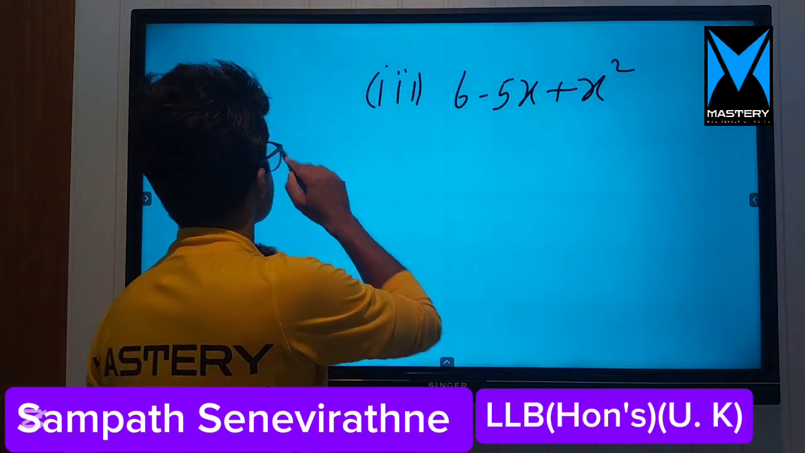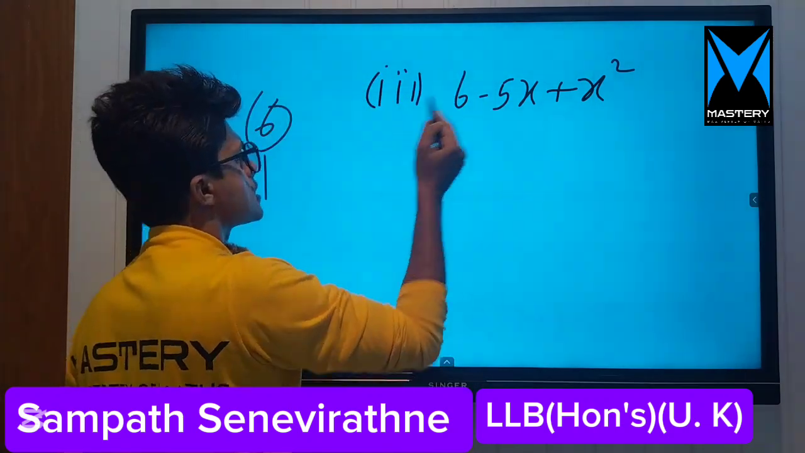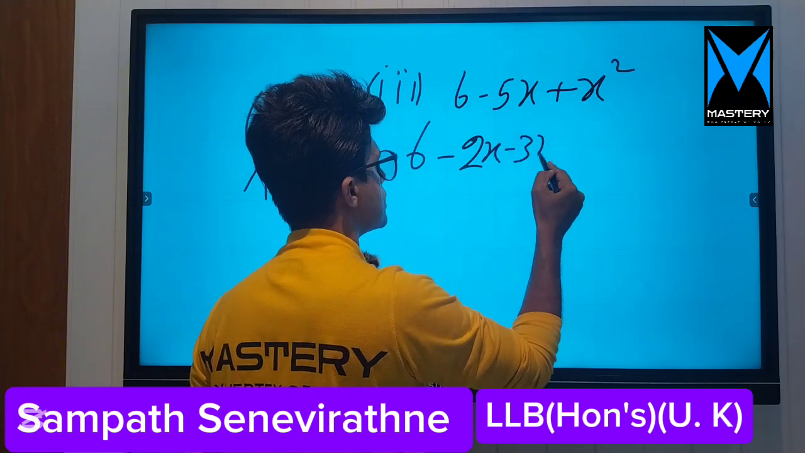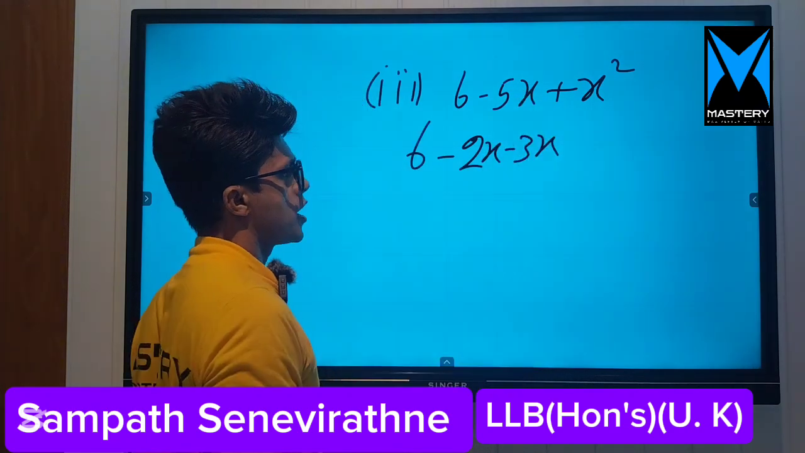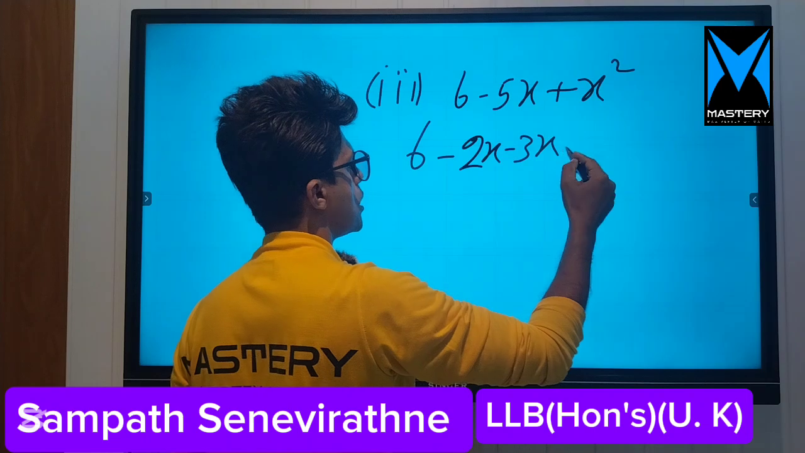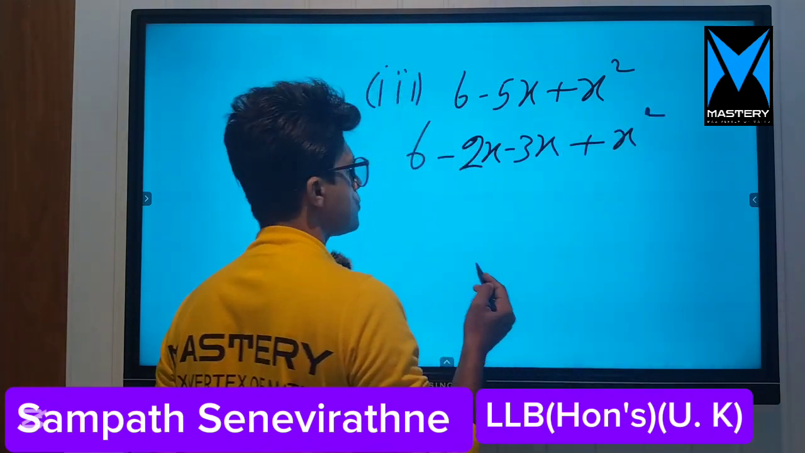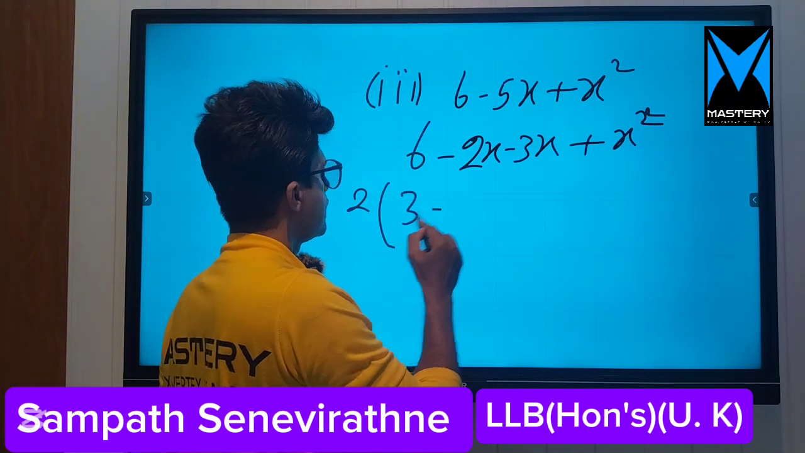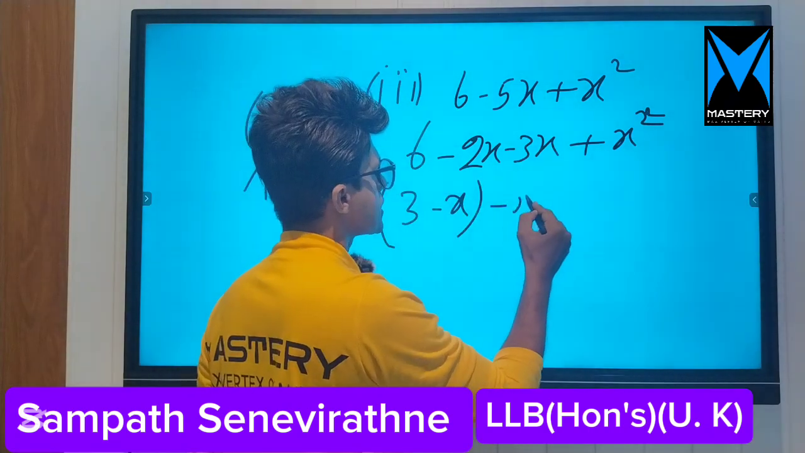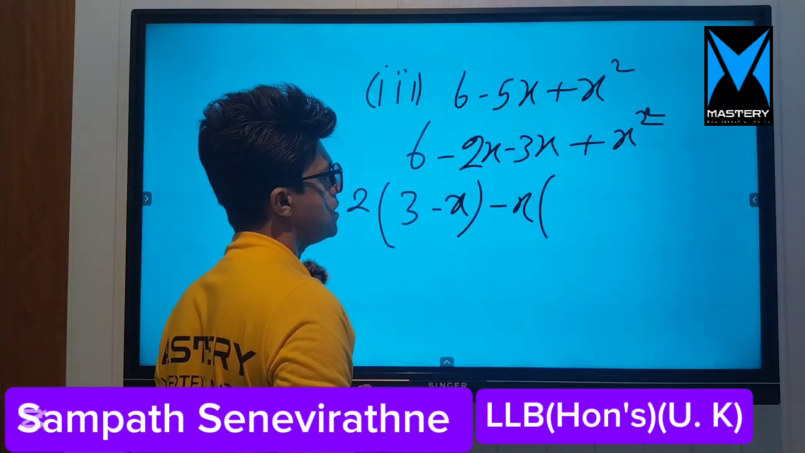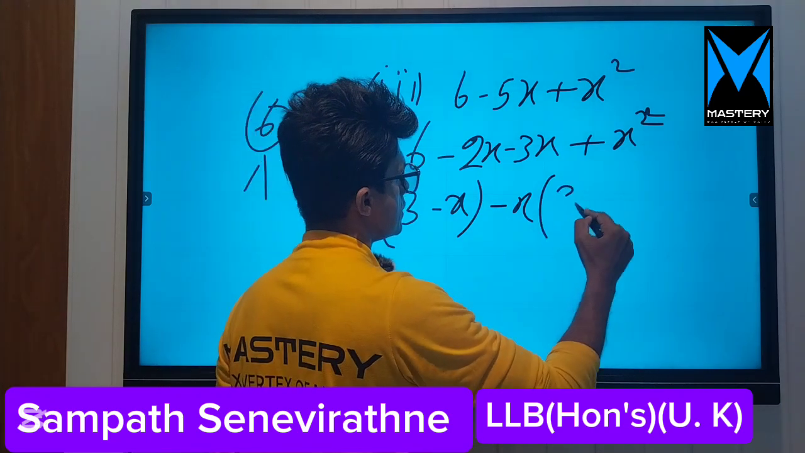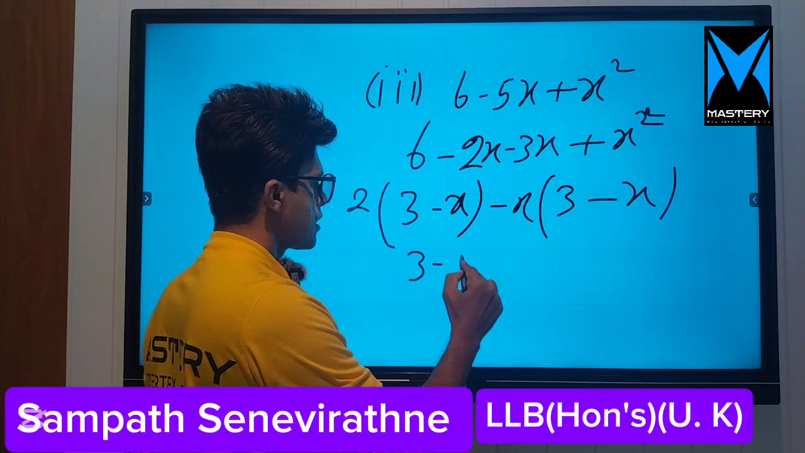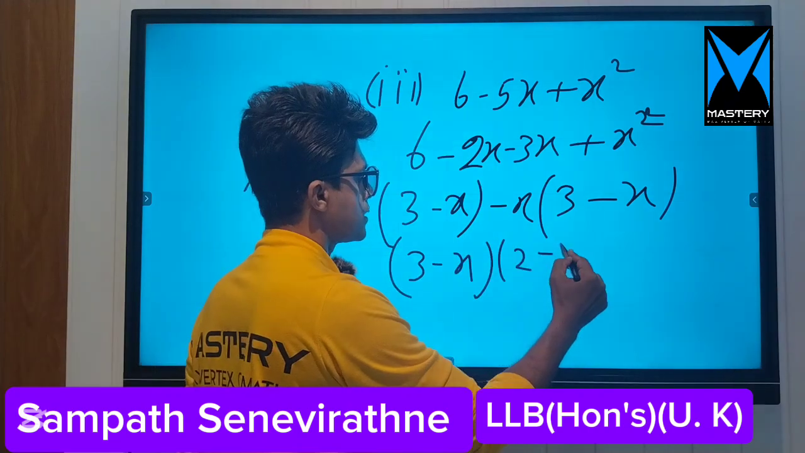But anyway, get the factors of 6 so that you can get minus 5x here: minus 2x minus 3x is minus 5x, minus times minus plus, 2 times 3, 6. Now get 2 as the common factor, then 6 upon 2 is 3, then here minus x can be taken as the common factor, then minus times plus, minus x. So after that, 3 minus x into 2 minus x.